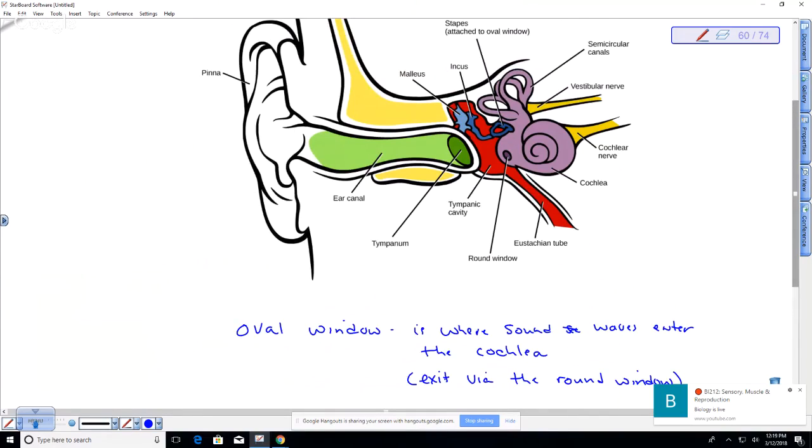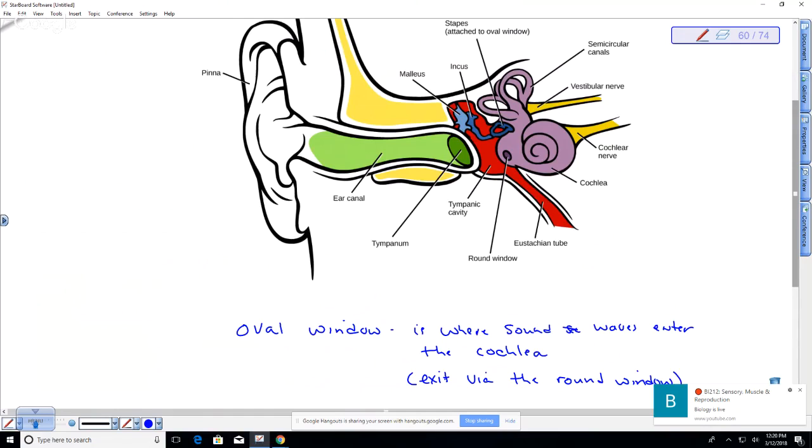Now the cochlea is actually filled with fluid that is very similar to your cerebral spinal fluid. And the sound waves have to pass through that fluid, and then they have to stimulate what type of receptors. So what type of receptors are involved in hearing? Does anybody remember? Are they thermoreceptors, mechanoreceptors, chemical receptors, chemoreceptors, mechanoreceptors?